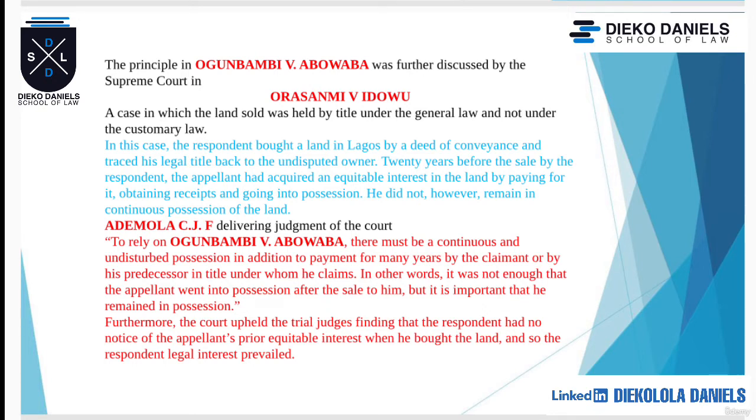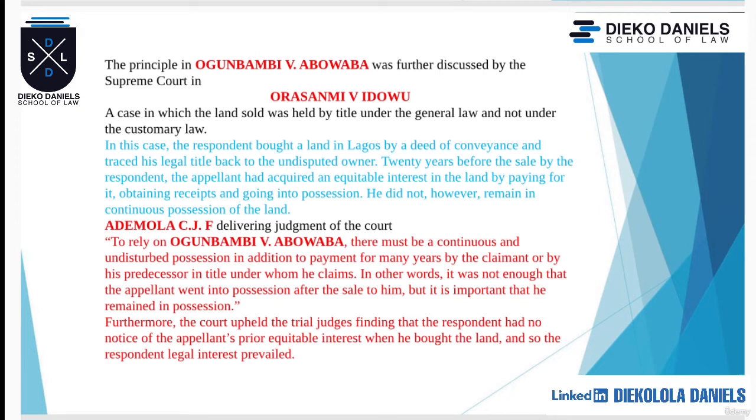Now, in this case, the respondent bought a land in Lagos by a deed of conveyance. Now, we are saying that the respondent bought a land by what? By a deed of conveyance. What comes to your head is what? Legal, right? And then he traces his legal title back to an undisputed owner.